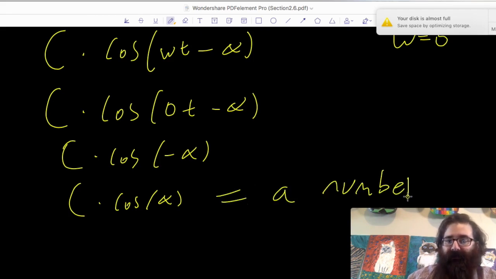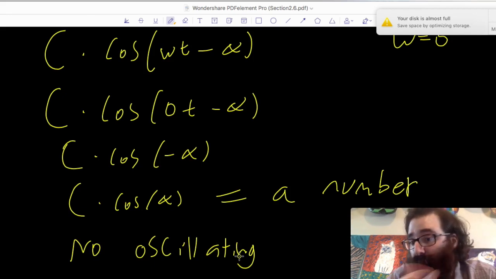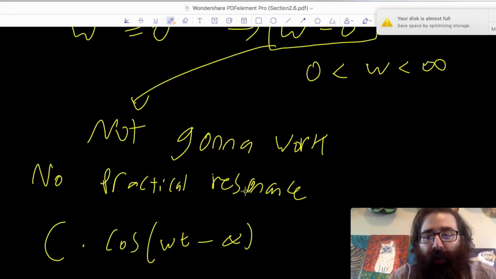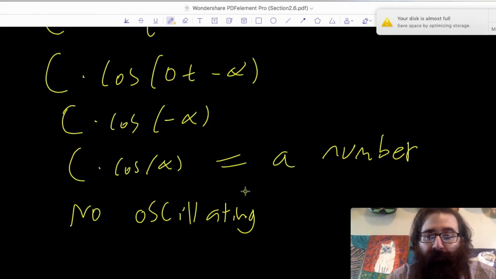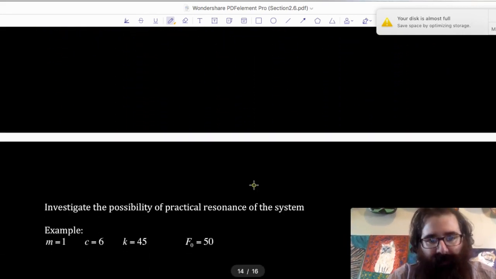This is a constant. There's no function of t anymore, so we just get a number times a number, which is a constant, which is not oscillating. So in that case, we were prepared to make this comment: there is no practical resonance in this system. The only feasible value we found was omega equals 0, and that's not suitable for what we're trying to do. So we say, nah, not going to happen.